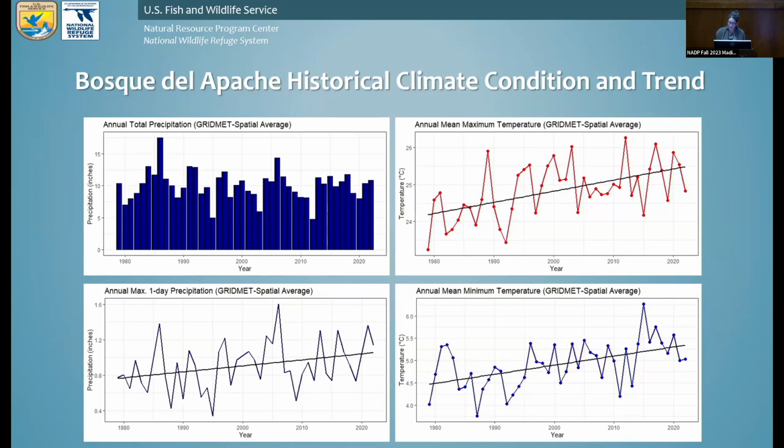And the annual total precipitation appears to be staying the same. You don't really see a positive or a negative trend, but then when you look at the annual max one-day precipitation, it appears that the values are increasing over the long term. This is interesting. You're going to see this again. The annual max one-day precipitation is the maximum precipitation event from each year. So what this means is that the refuge is getting more of their precipitation in a single event rather than throughout the year. Or in other words, you can think of it as extreme precipitation events are increasing.